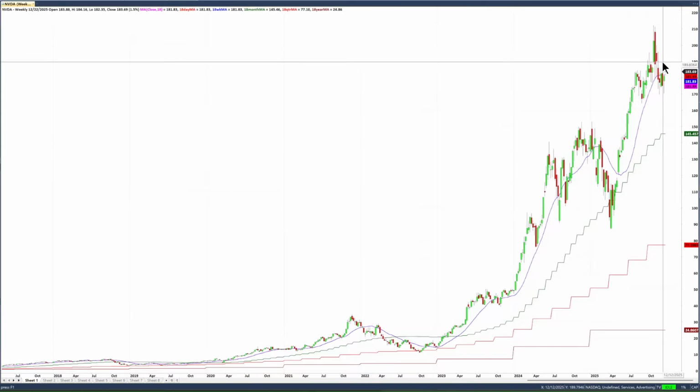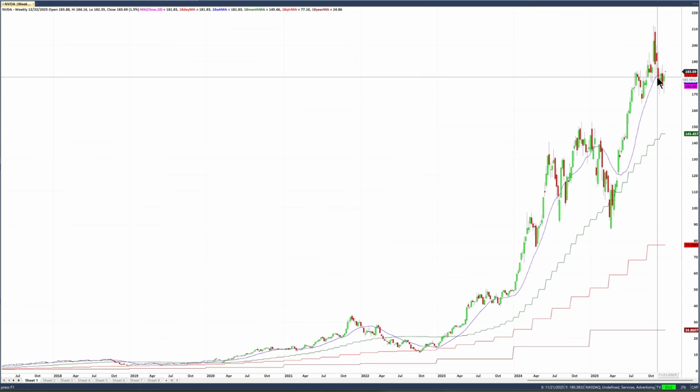Now, this doesn't mean that this can't be a trading play, although I don't like the look of what's taking place here recently with this reversal on Nvidia. But I will say that if I'm going to play this to the upside, it's more for trading, right? Because we know it's been extended from this standpoint.